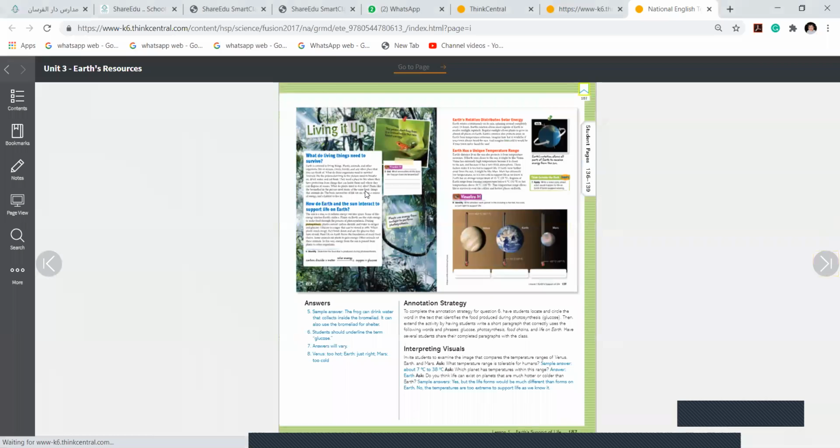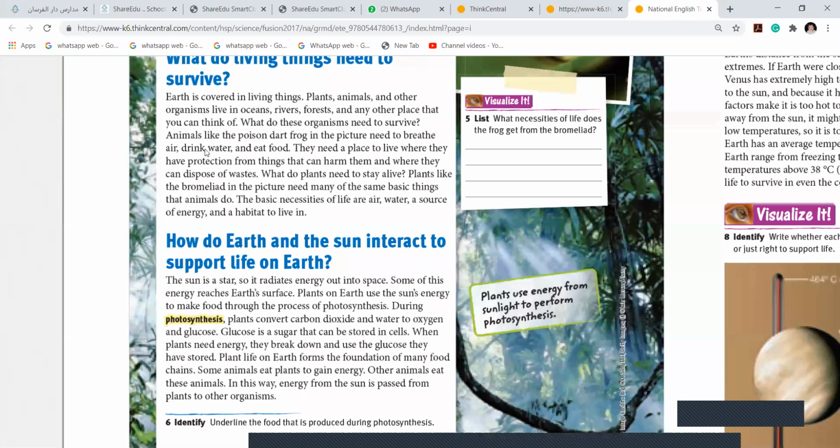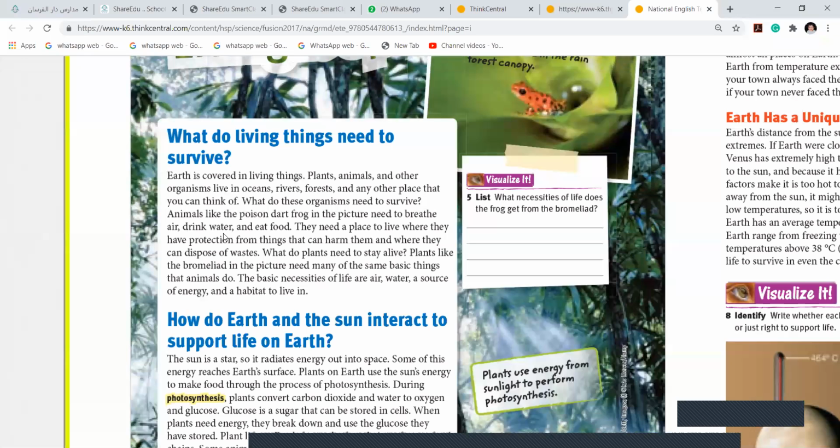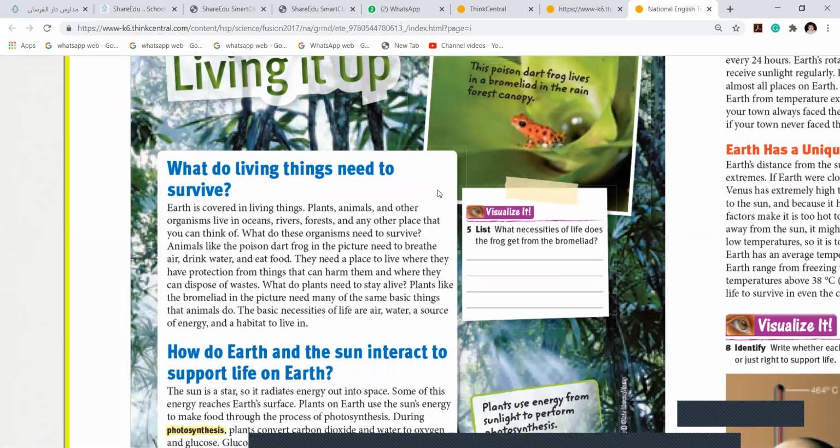Let us come to the first page. I told you what living things need to survive: plants, animals, and other organisms, like those that live in oceans, rivers, and forests. We are talking about biotic and abiotic factors. Animals like the poison dart frog in the picture need to breathe air, drink water, and eat food. They need a place to live where they have protection. Animals and us, we need a place to live, air to breathe, water to drink, and of course, food to eat.